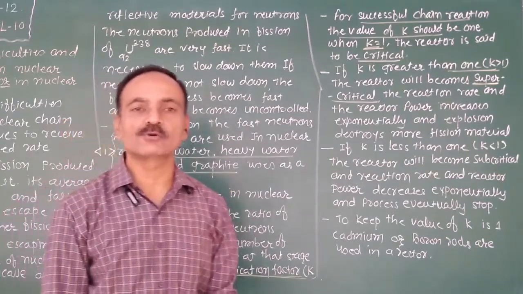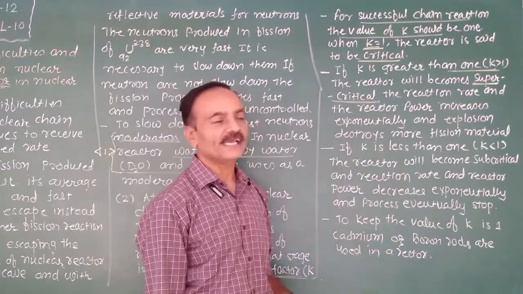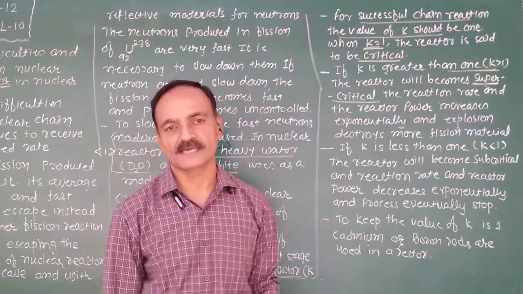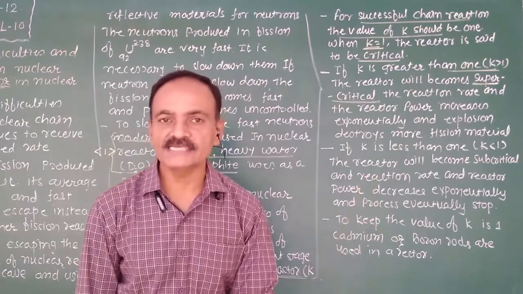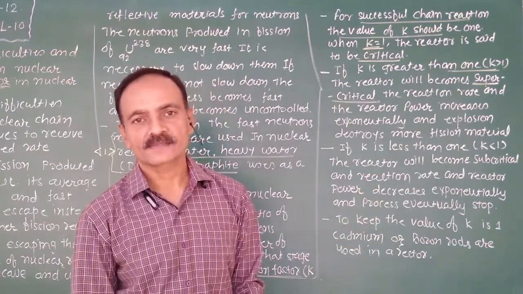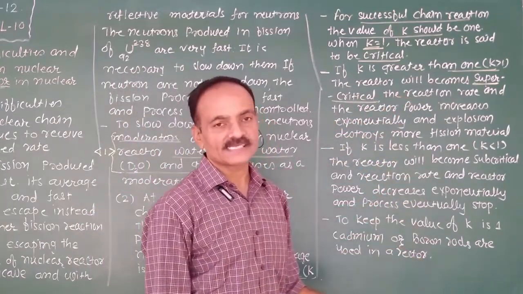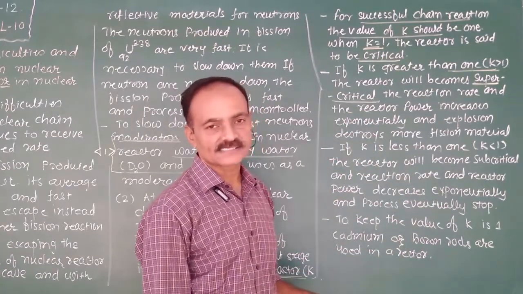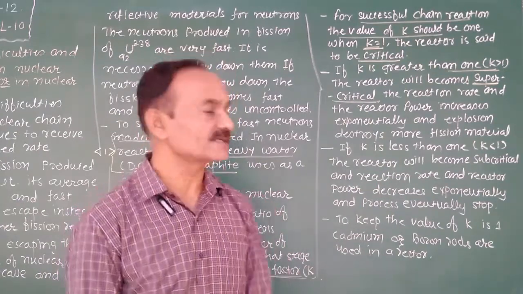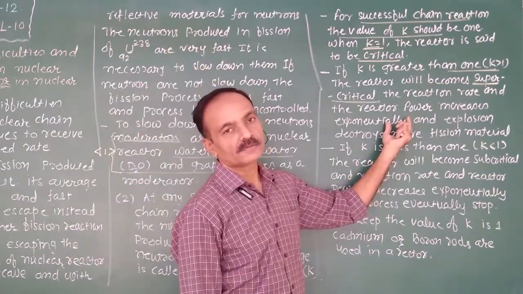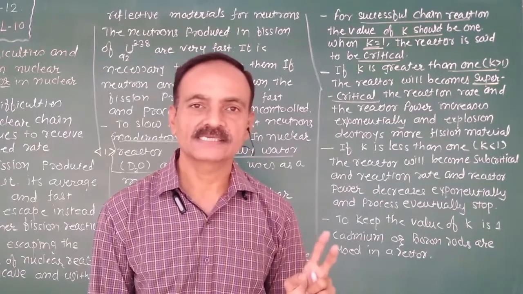What happens if K is greater than 1? The reaction rate and reactor power increase exponentially and an explosion destroys more of the fission material. That means the reactor is in a supercritical condition. The fission process becomes fast, the reaction rate increases exponentially, and the reactor power, or the energy produced in the nuclear fission process, becomes greater. So it goes out of control, and as a result an explosion may take place. Right?